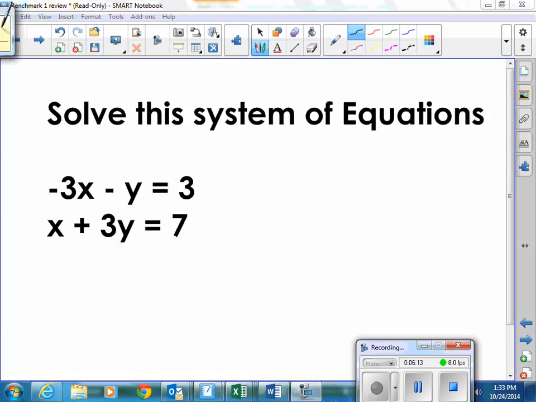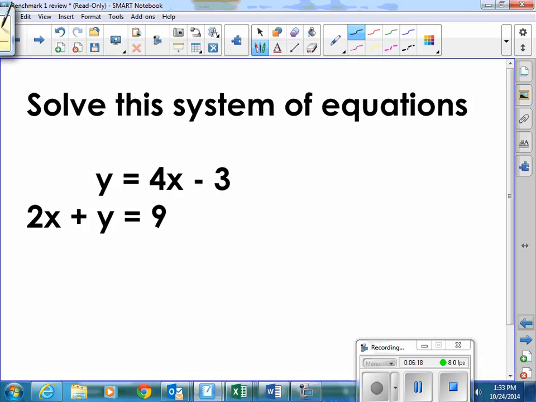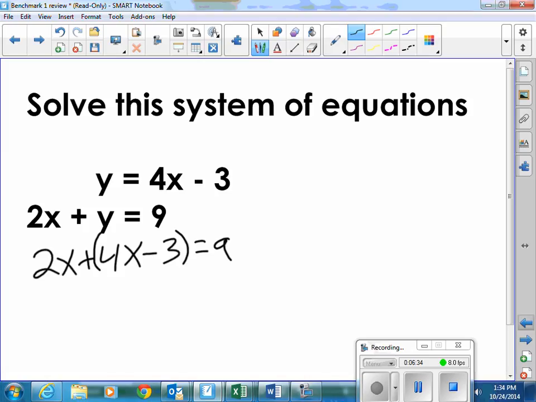Okay. Solve this system of equations. Oops, let's do this one first. y equals 4x minus 3. So let's rewrite the second equation, but instead of y, let's write 4x minus 3. I could put that in parentheses. In this particular case, I'm just adding it. So 2x plus 4x is 6x. And then adding a negative 3 is the same as subtracting 3. Continuing to solve, I add 3 to each side.